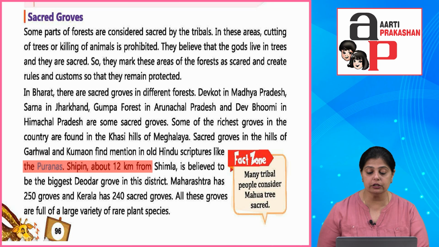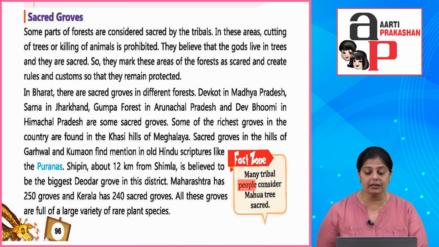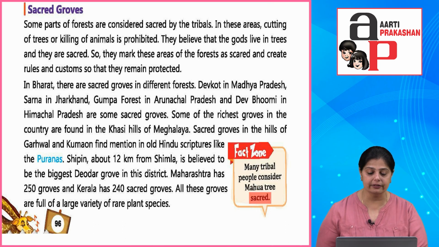Shipin, about 12 km from Shimla, is believed to be the biggest Deodar grove in the district. Maharashtra has 250 groves and Kerala has 240 groves. All these groves are full of a large variety of rare plant species. So in different states and different regions there are different types of trees in large numbers, and you find a variety of plant species there. Now, fact zone. Many tribal people consider the Mahua tree sacred.